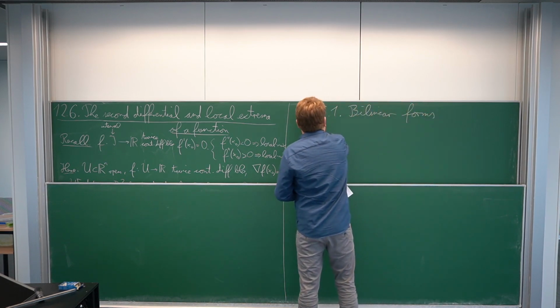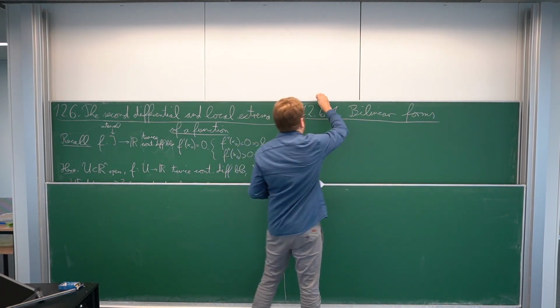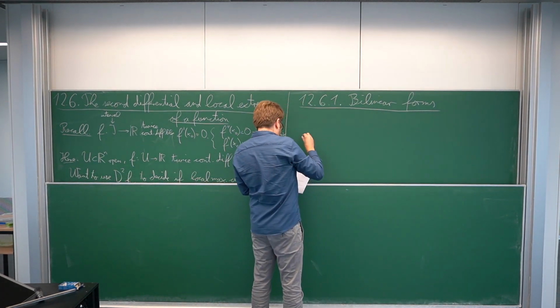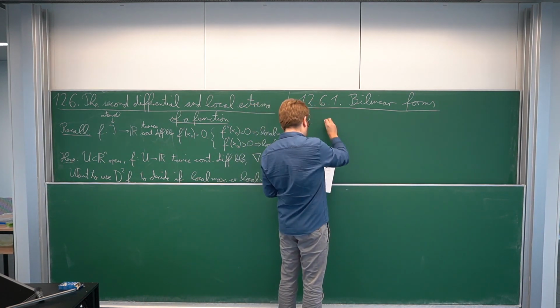Where we do a bit of linear algebra. So I assume now that you know what a bilinear form is. Again, you can look up in the beginning of section 12.5. And I shall now introduce some properties of bilinear forms that are important.